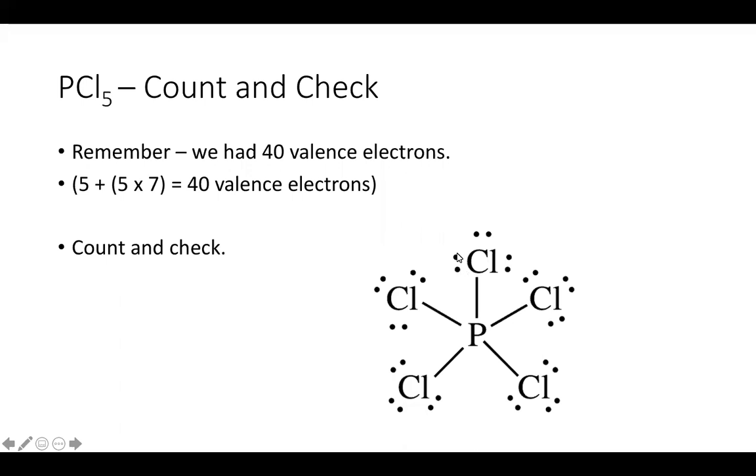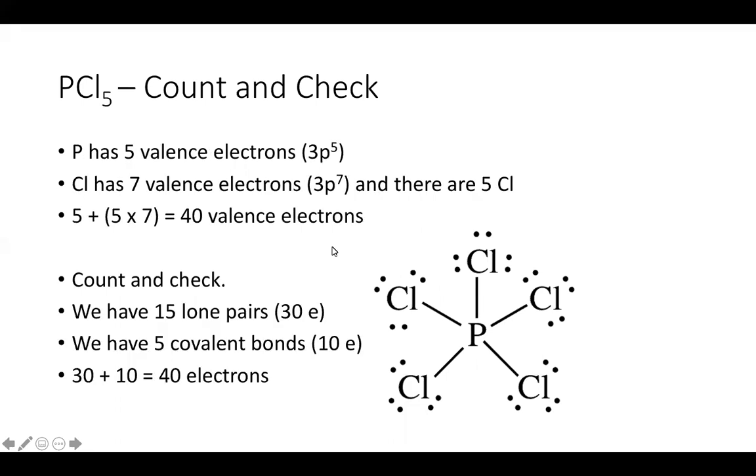And in each chlorine atom, we have 3 lone pairs, adding to 6 electrons. And we have 1, 2, 3, 4, 5 of those, meaning we have 15 lone pairs with 30 electrons. We have the 5 covalent bonds with 10 electrons. We add them together and we get 40 electrons. And that's good because the 40 electrons matches the 40 valence electrons that we started with.